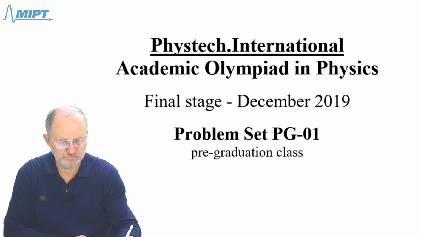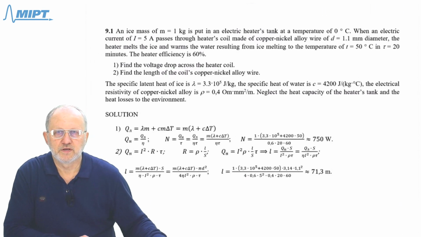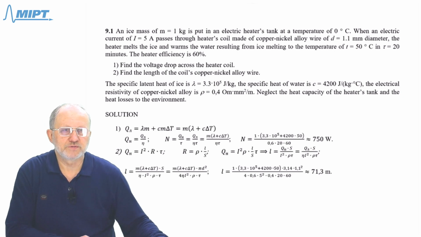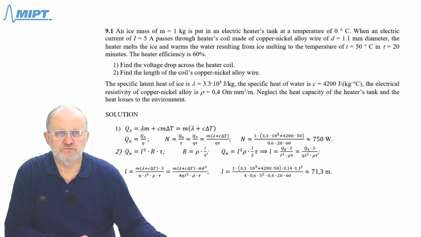We start from the first problem, which reads: an ice mass of 1 kilogram is put in an electric heater's tank at a temperature of 0 degrees centigrade. When an electric current of 5 amperes passes through heater's coil made of copper-nickel alloy wire of diameter 1.1 millimeter, the heater melts the ice and warms the water resulting from ice melting to the temperature of 50 degrees centigrade in time period 20 minutes. The heater efficiency is 60%. First question, find the voltage drop across the heater coil.